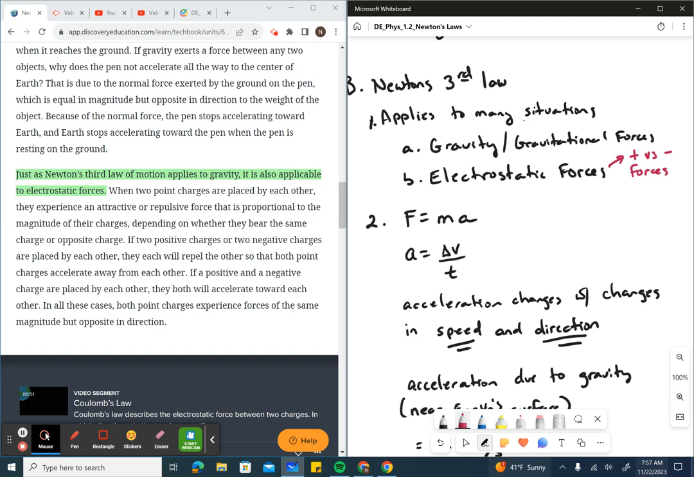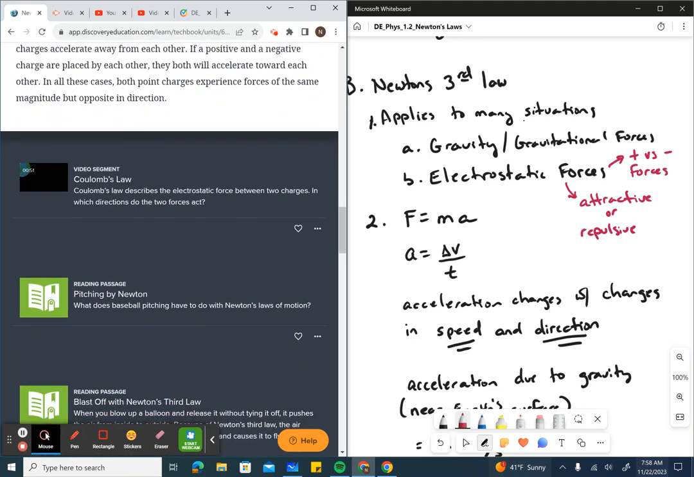So when two point charges are placed by each other, they experience an attractive or repulsive force. That's probably also worth making a little note to ourselves. This chapter is not on electrostatic forces, but these can be attractive or repulsive forces.